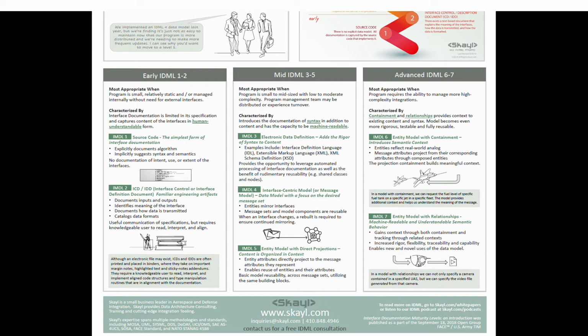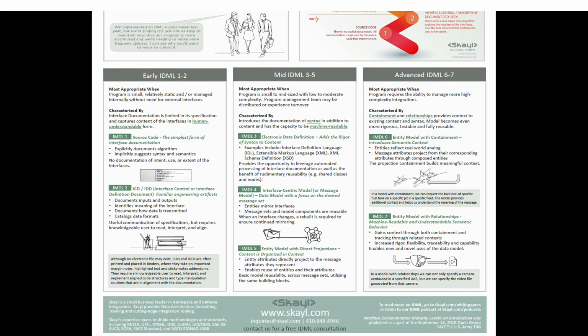So what happens in IDML5? This is an entity model with direct projections. Instead, in this model, content is organized in context, similar to the way our grocery stores are organized, right? The grocery store is now reorganized based on context. So there's an aisle for fresh produce, for meats, for spices. And what it does is it allows for reuse of not only a recipe, but also for the ingredients.